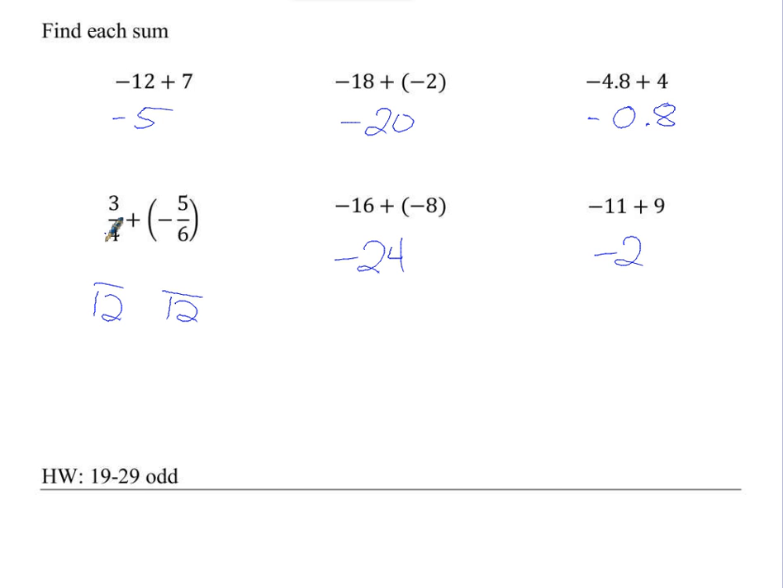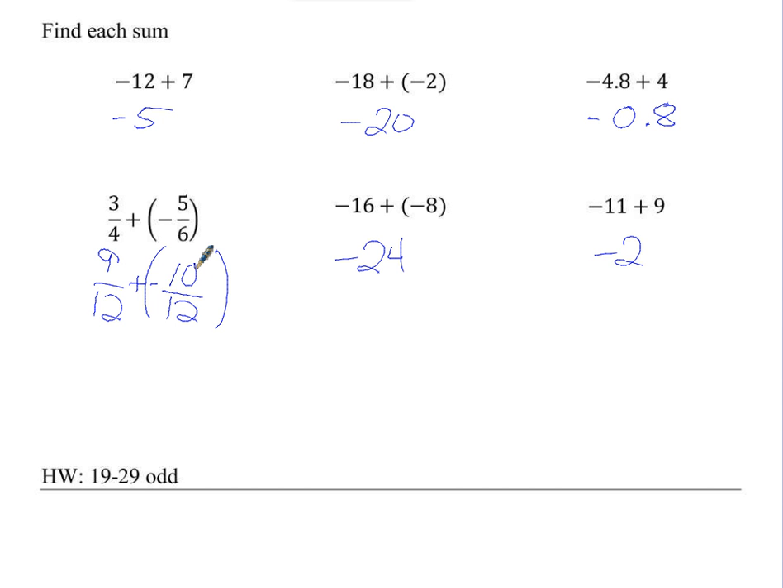To turn 4 into 12, I have to multiply by 3. So to make the fancy one, I have to multiply the numerator by 3 as well. So 3 times 3 is 9, plus, parentheses, my negative sign. 6 times 2 is 12. So to complete the problem, we have 5 times 2, which is 10.